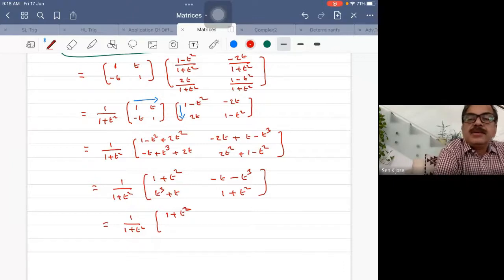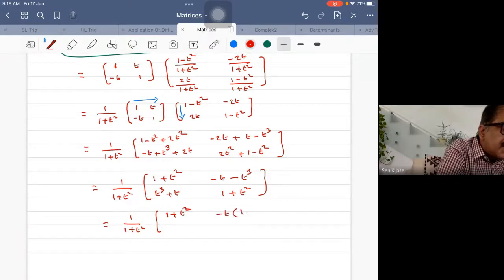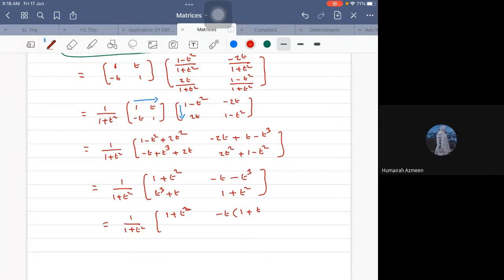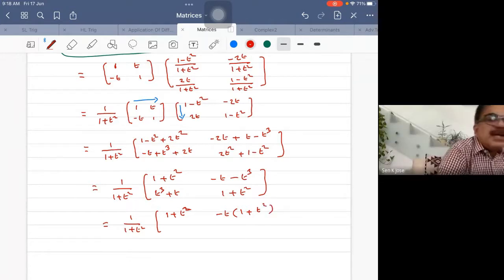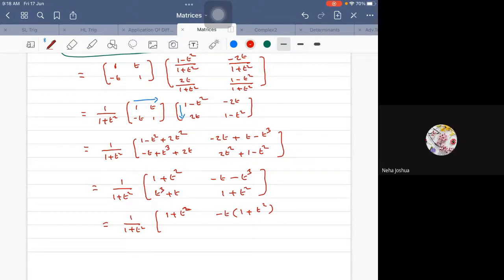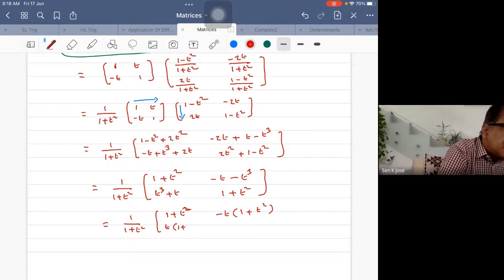Humaira, what is common in the next? Minus t. Negative t into what is balance? 1 plus t square. T square. And then Neha, tell me the next row. What happens in the next row? So we can take t out as common. And so 1 plus t square and then 1 plus t square.